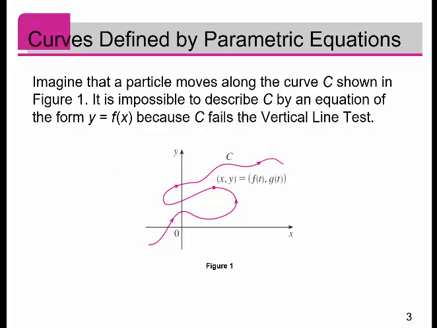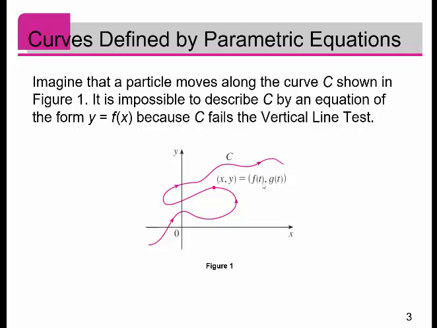Now it's impossible to describe C, the curve, as an equation of the form y equals f of x. What that means is this is not a function as written, because it fails the vertical line test. But here's the thing. If the particle is moving across time, we could say that the x-coordinate of the particle depends on how long the particle has been moving, so it depends on time. Like after 1 second, maybe the particle's here. After 2 seconds, it's here. 3, and so on.